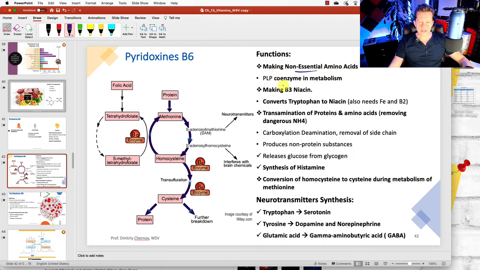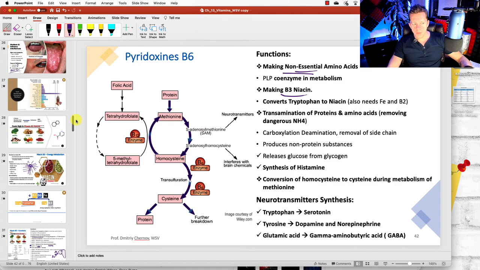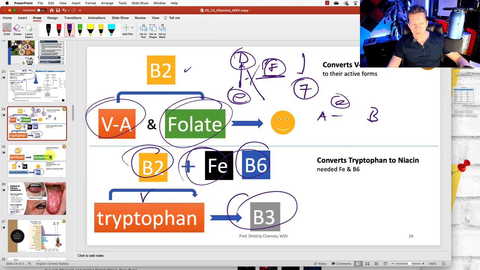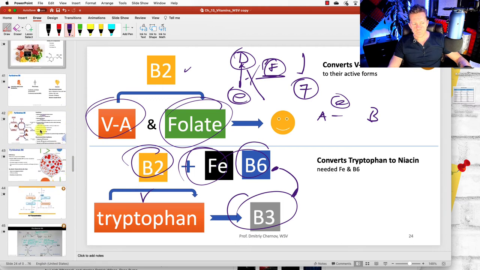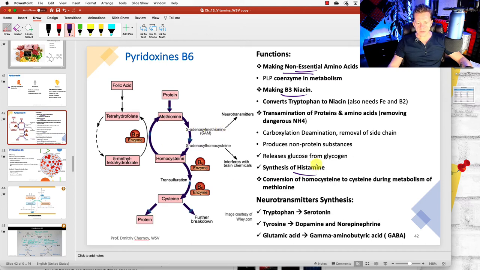Making non-essential amino acids, we discussed non-essential amino acids, making B3, niacin, if you remember, but I said not to even try to remember it. B6 here, you see, helps making niacin, not by itself. Synthesis of histamine. It is important, but histamine is part of the mast cells, right? So when there's an allergic reaction, the histamines are being released, and that's how you know that you have an allergy to the particular, let's say, pathogen or pollen. Anything that enters your system and that can lead to inflammatory response.